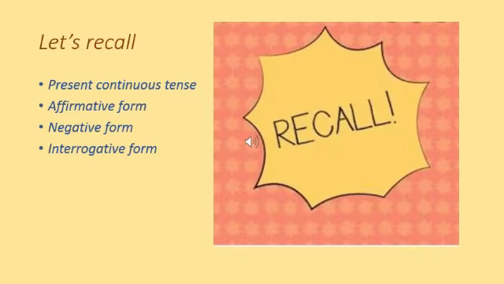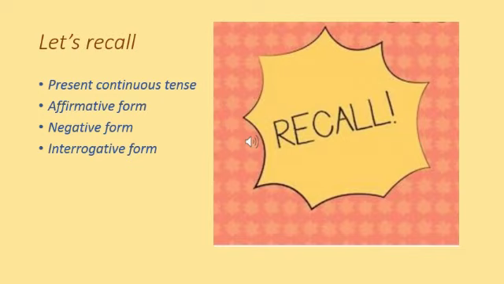Now, let's recall. We have read today present continuous tense. So, what is present continuous tense? The present continuous tense gives the idea that an action is in progress. And then, let's come to the structure. The structure of an affirmative sentence is subject plus is, am, are plus first form of verb plus ing plus object.